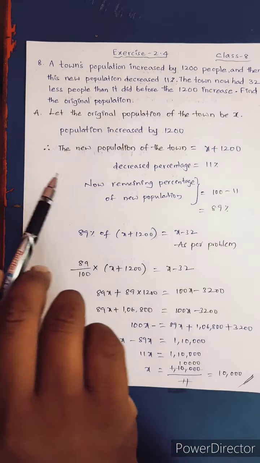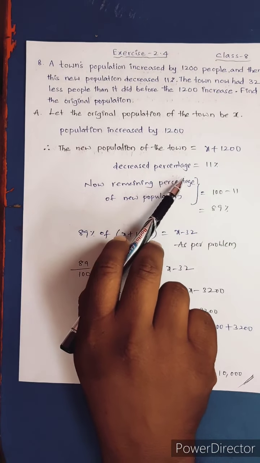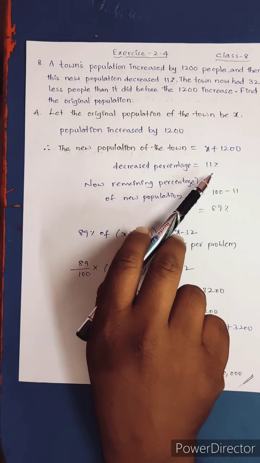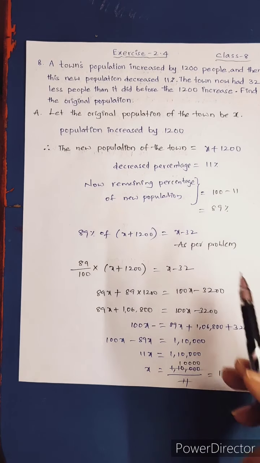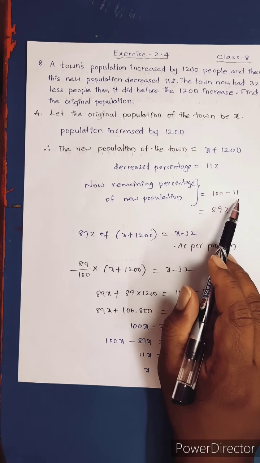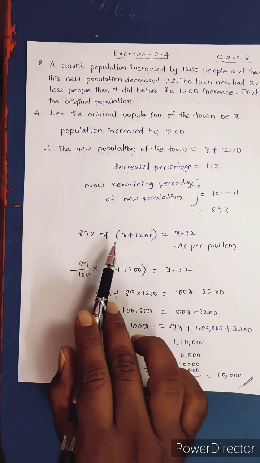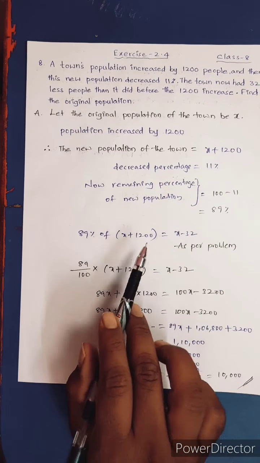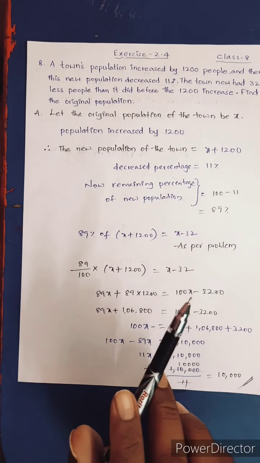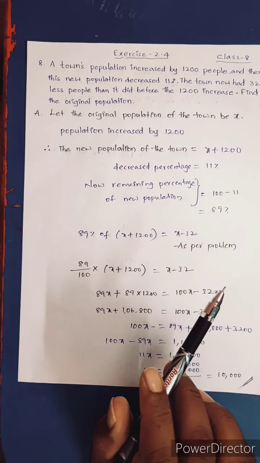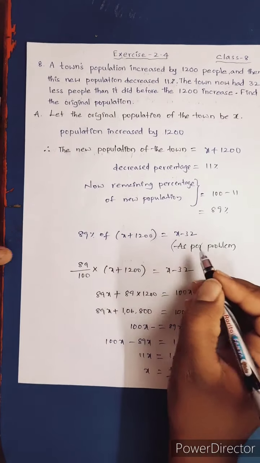You decrease this new population by 11%. So the decreased percentage is 11%. Then what is the remaining percentage? Total 100, decreased 11, 100 minus 11, 89 percent. 89 percent of the new population is equal to 32 people less than before we increased by 1200, meaning x minus 32. These two are the same as per the problem.